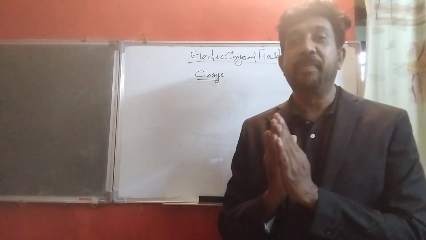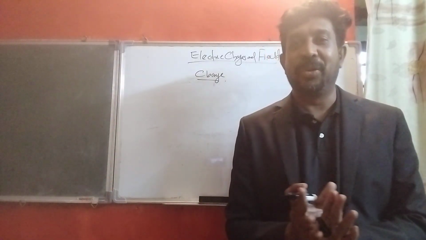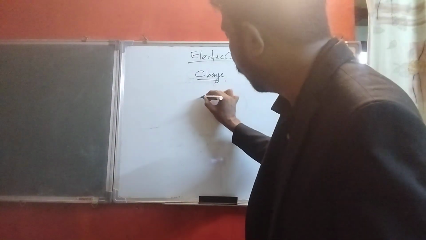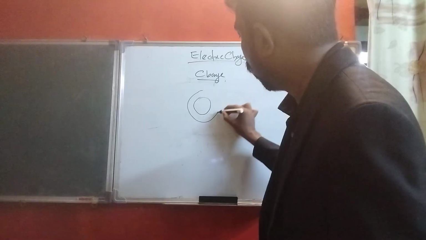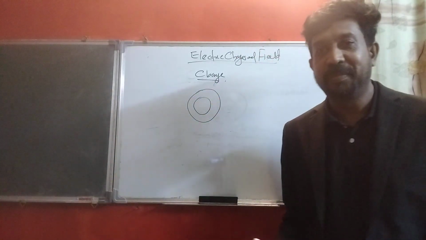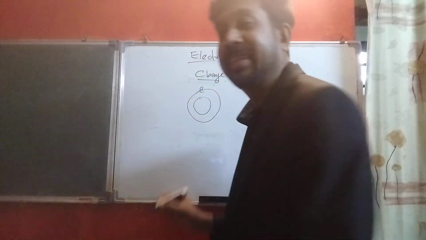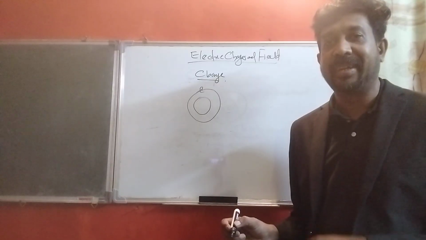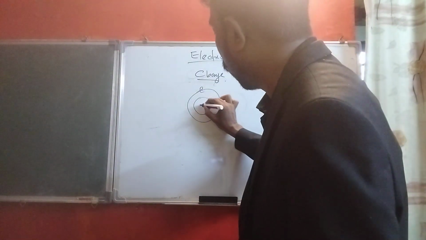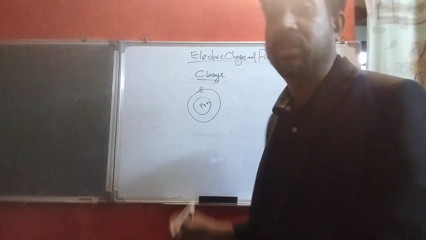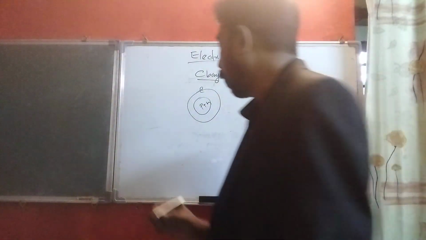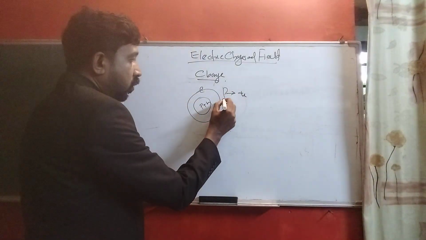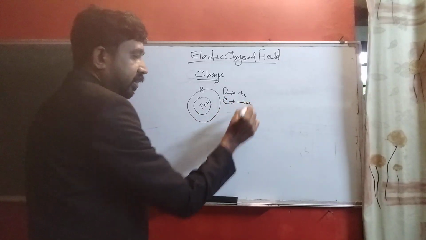You already know that all matter is made up of atoms and molecules. Clear? And the atom consists of a centrally placed nucleus, and the electrons are revolving around the nucleus. Correct. You already studied this in the previous classes, like 8th, 9th, 10th. And the nucleus consists of protons and neutrons. Okay, and the protons have a positive charge, and electrons have a negative charge. Clear?